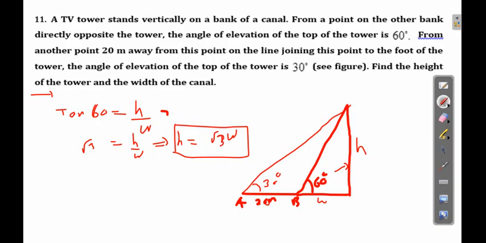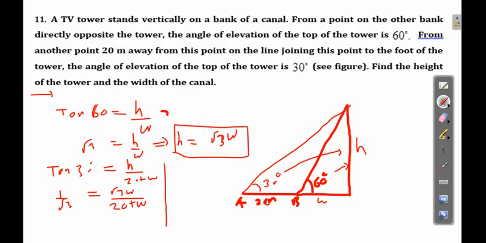Now the next part is tan 30. Again, opposite upon adjacent. The opposite of 30 is H. So tan 30 is H upon adjacent, which means 20 plus W. What is the value of tan 30? It is 1 upon root 3. So 1 upon root 3 is equal to, what is the value of H? Root 3 W upon 20 plus W.